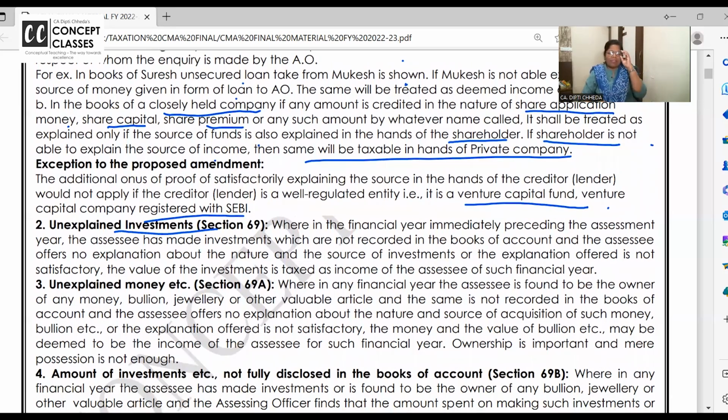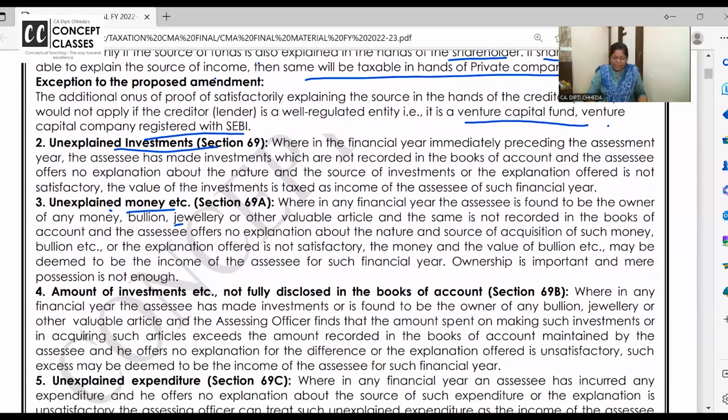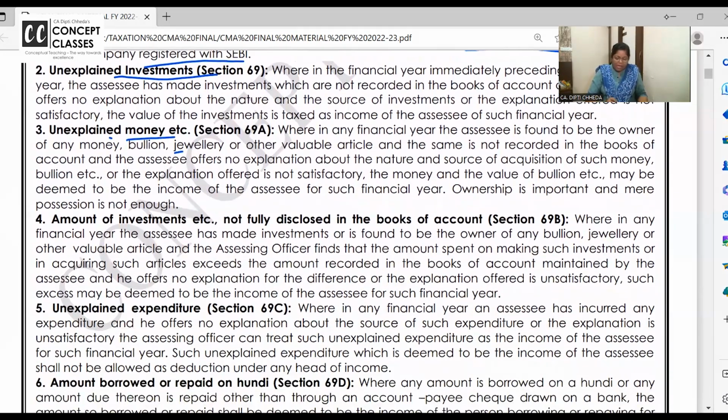If you have invested in a bungalow of 5 crores, looking at the interior, any architect can certify that yes, at least 5 crore has been spent. But you have shown renovation expense of only 2.5 crore. So the remaining 2.5 crore of black money came and was put into the house. Black money invested, very well taxable. Unexplained money. If any cash or jewelry is recovered from your home, your lockers, or anywhere, it's your income. Amount of investment not fully disclosed.